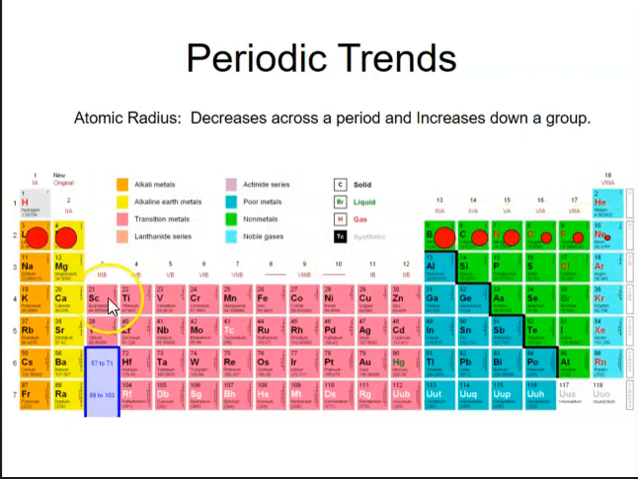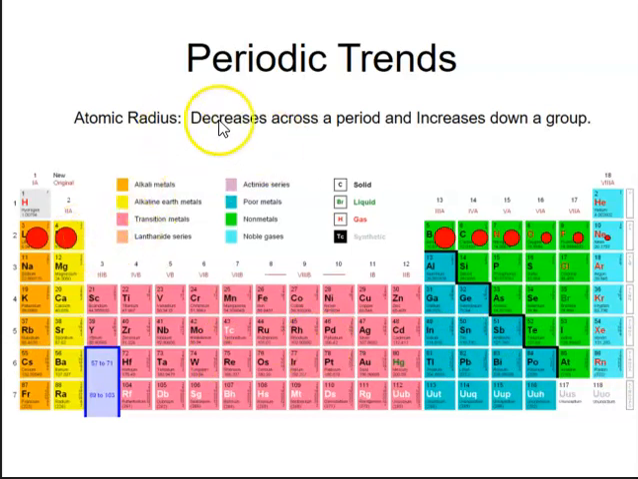This works for every one of these rows. Every period, you start here and they get smaller. There are some hiccups to it every now and then, but it's just a trend. The general trend is you get smaller as you move left to right. As you go right, the atoms are getting smaller.